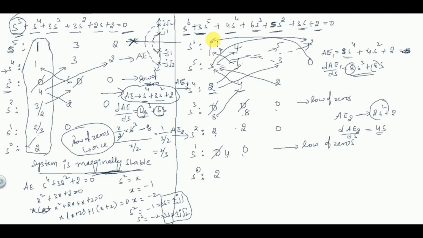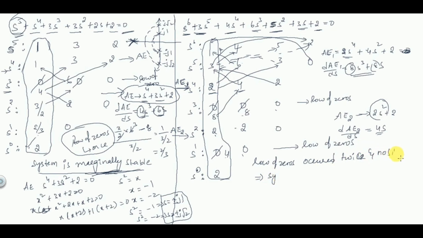If you observe here, the first column of the Routh array has no sign changes. The row of zeros occurred twice, two times it has occurred, right? That is why we have considered two auxiliary equations, AE1 and AE2. So the row of zeros occurred twice, and there are no sign changes in the first column of the Routh array.